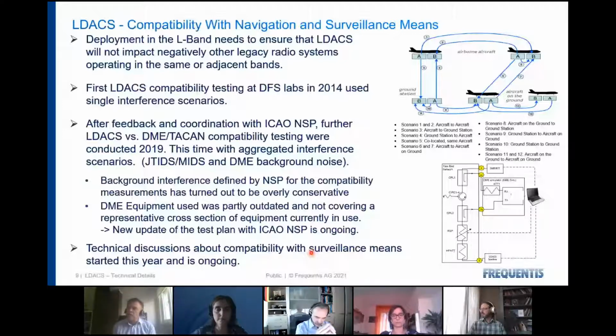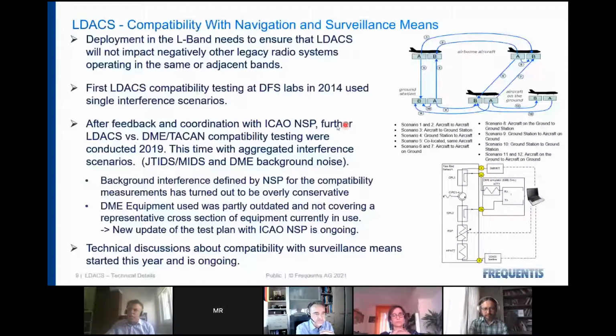DFS labs. In the picture at the top right, you can see all the possible scenarios that were taken into account for compatibility. In all test cases, only the influence or the impact of LDACS on the legacy systems was measured. The additional influence of other systems would have been considered by appropriate margins during LDACS frequency planning.